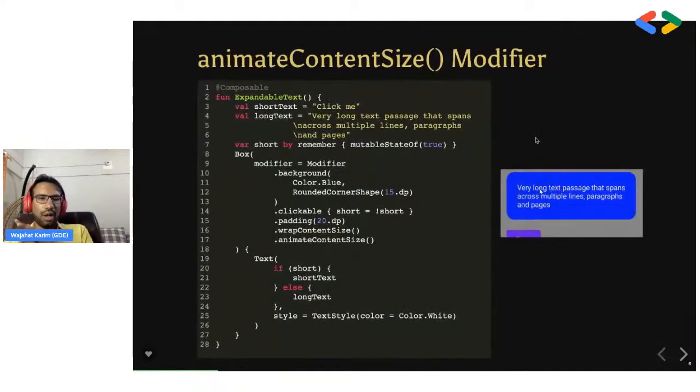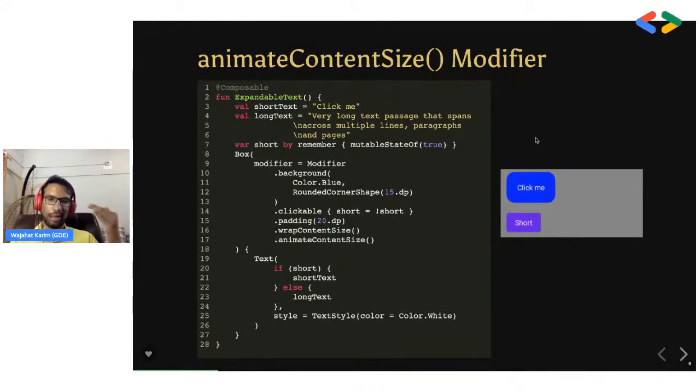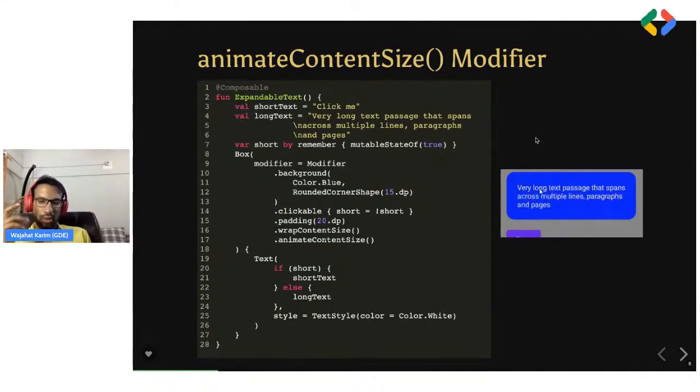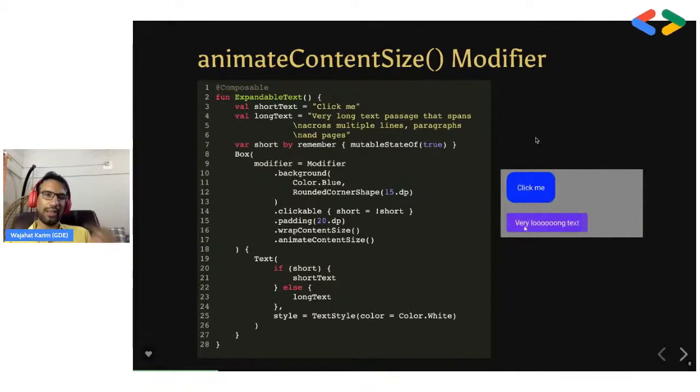Oftentimes in applications like Facebook or other social media apps, we have a read more button on the text, and when you click it, it expands and you see more content, and then it's read less, read more. This kind of animation is done easily with animateContentSize. You have two different sizes, you want to toggle between them, and you want to animate between them. It's very easy.